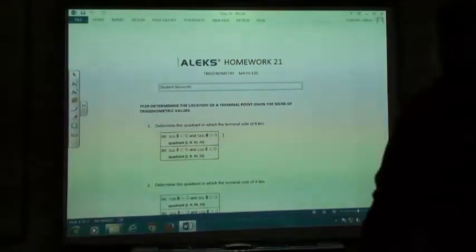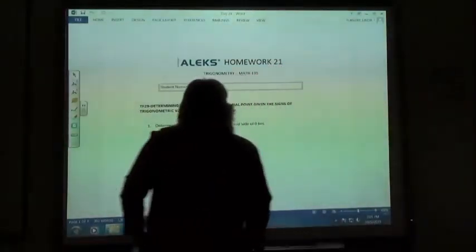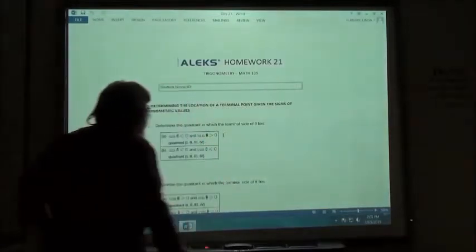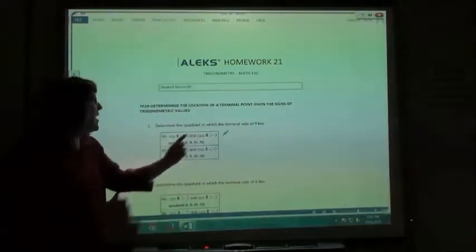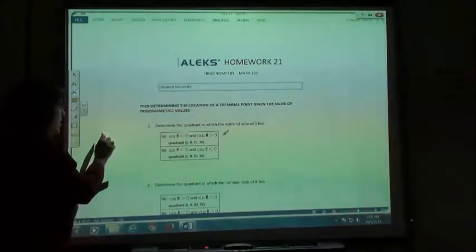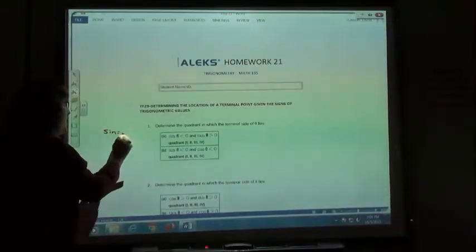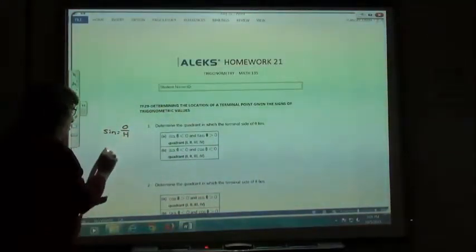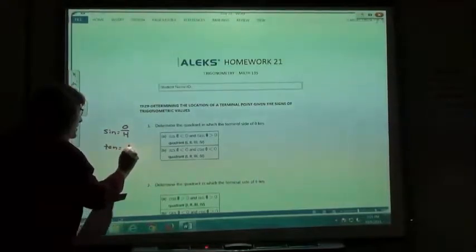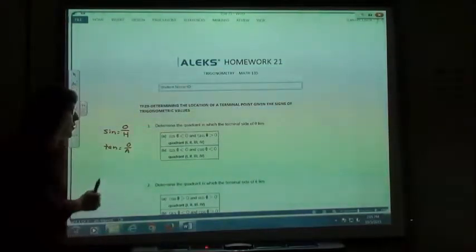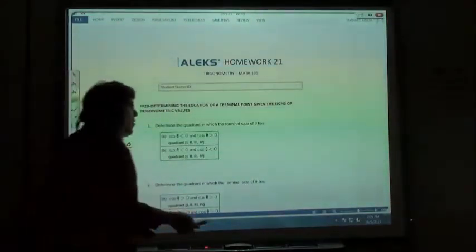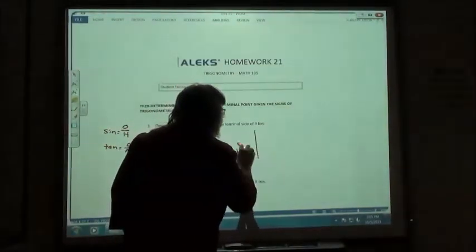All right, we are going to determine the location of a terminal point given the signs of the trigonometric values. Here we're doing the sine and the tangent. So we're going to start off and say, okay, sine is opposite over hypotenuse, tangent is opposite over adjacent. So we want to think about the signs when we're in each quadrant.